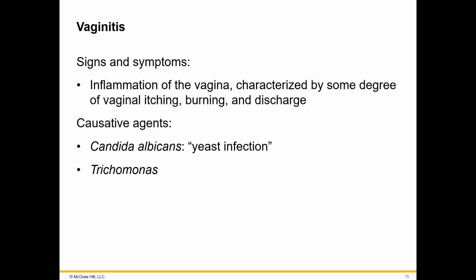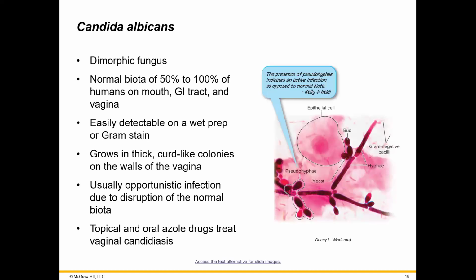Causative agents of this are going to be Candida albicans, which results in yeast infection, so overgrowth of natural, normal biota yeast, and then Trichomonas. Candida albicans is a dimorphic fungus that can switch between budding yeast and the hyphae form. It is easily detected with a wet prep and a gram stain. Again, this is yeast, so it's not going to be gram positive or gram negative. It's just going to take up the stain when we're looking for it.